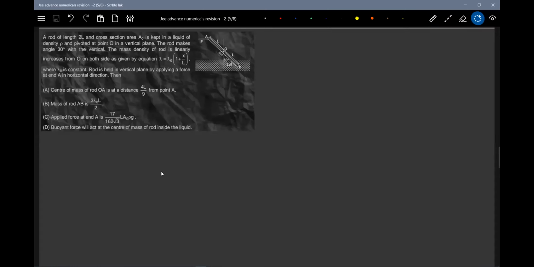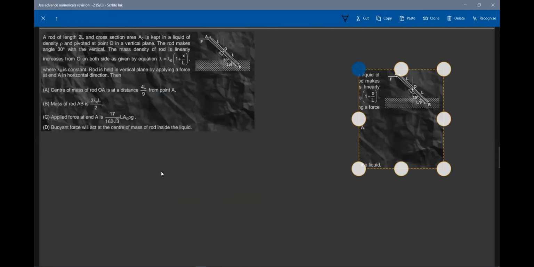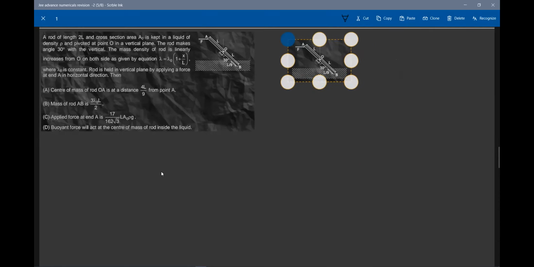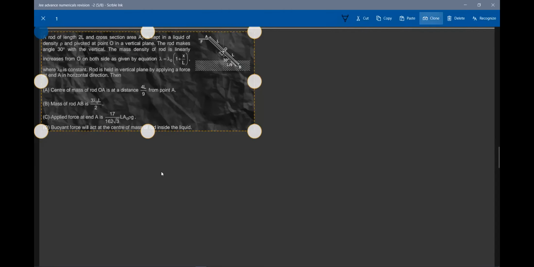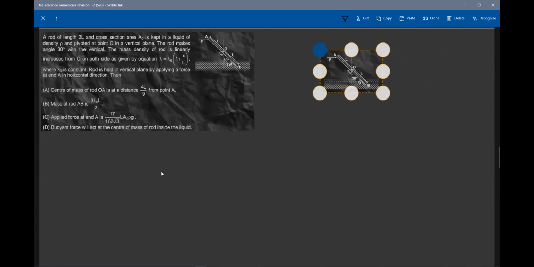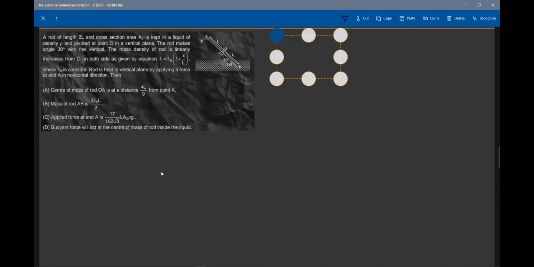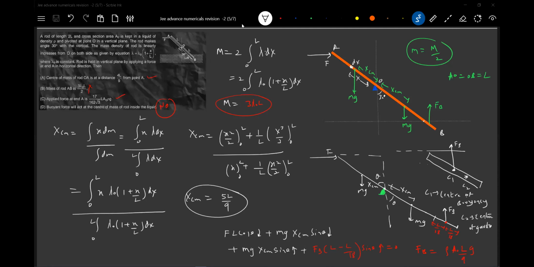L by 9 length immersed in the liquid. Now I'll bring it again. I'll briefly explain, then I'll go for it.